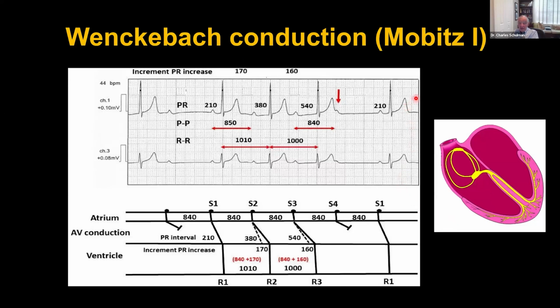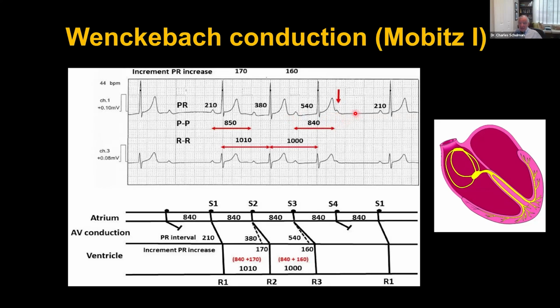Okay. And this illustrates Wenckebach conduction. It was Dr. Mobitz in 1924 who recognized the difference between this and what's now called Mobitz 2. So this is also called Mobitz 1, or it was originally described by Dr. Wenckebach in 1899 before the introduction of the electrocardiogram, interestingly. And so there's an incremental PR increase: 210, these were in milliseconds, 210, 380, 540, drop beat.